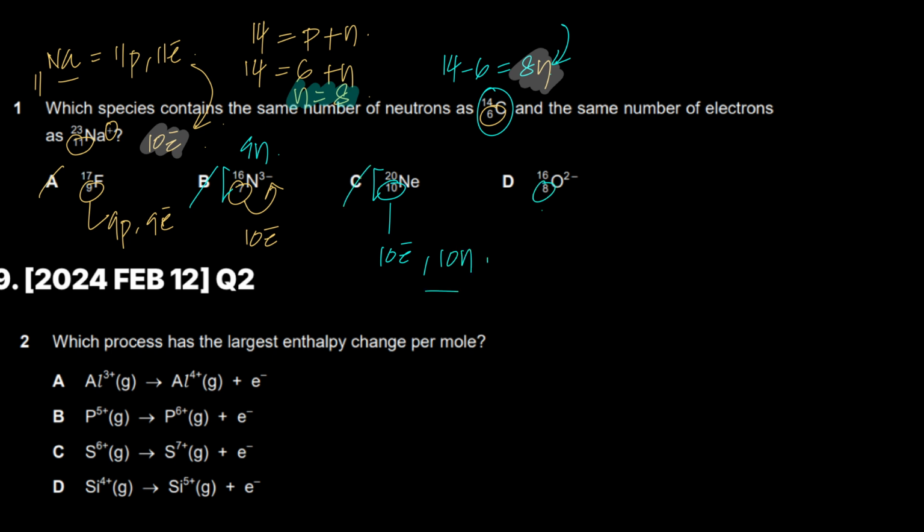Here, 8 is the number of protons and electrons, but if it's a 2 minus ion, then it must have 10 electrons. So electrons are equal. And 16 minus 8, what does that give me? 8 neutrons. So 8 neutrons and 10 electrons fulfills it. D is the correct option.